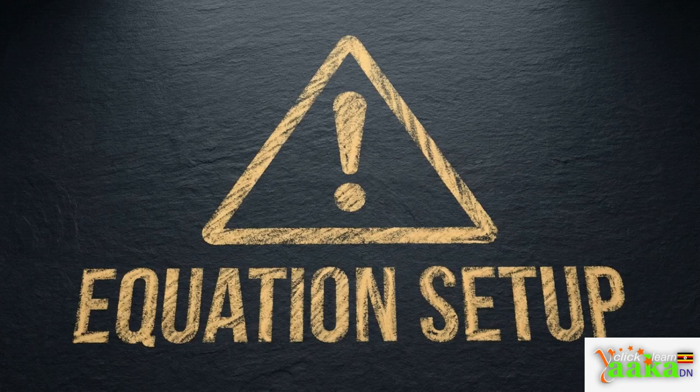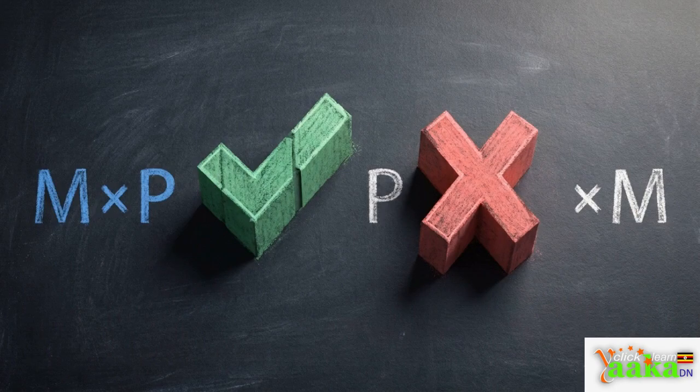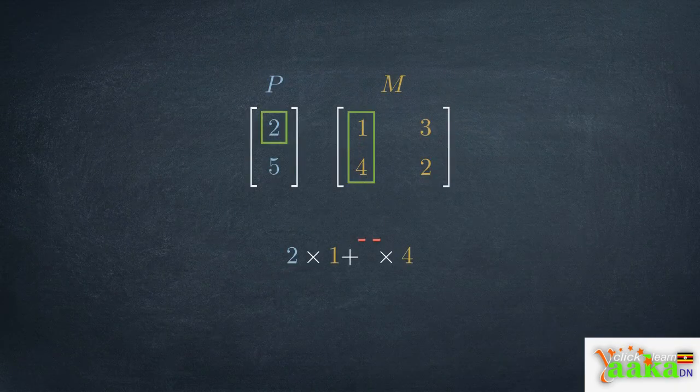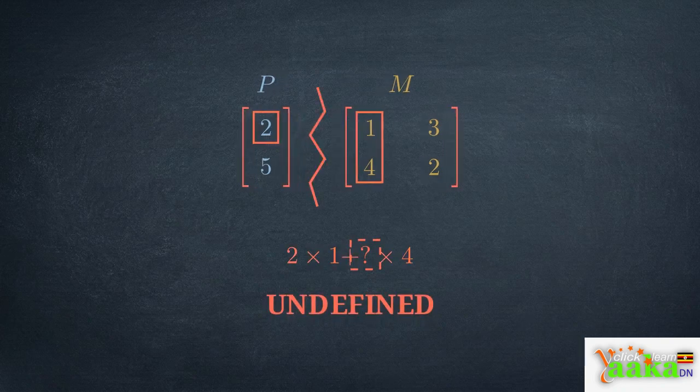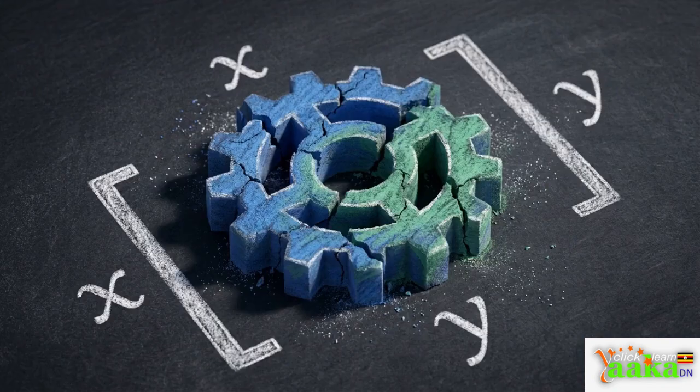As you set up these equations, there is a strict rule for operator order. You must always write the transformation matrix first, multiplied by the point vector, never the reverse. Because of the strict rules of matrix dimensions, flipping this order literally breaks the calculation. The rows and columns will not align, and the mathematical engine fails to start.